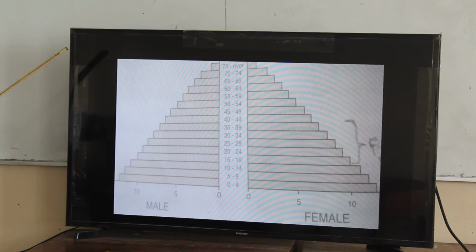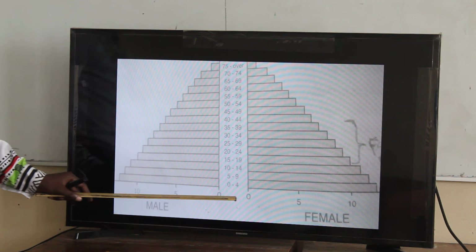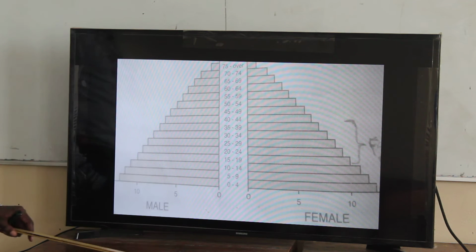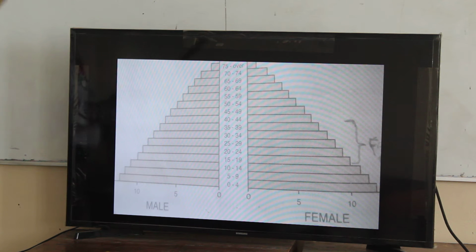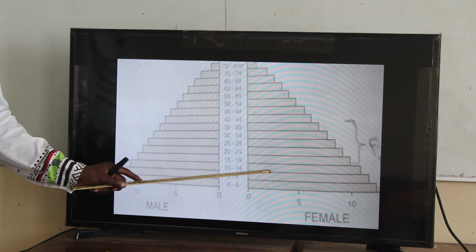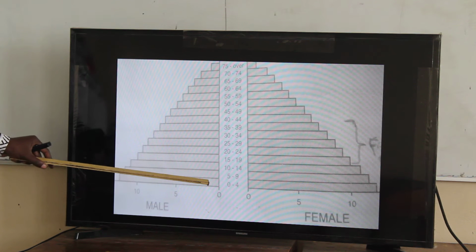So as we can see, this is a population that is comprised of very many children between the ages of 0 to 4, right? The males are here, the females are here. These are the boys, these are the girls. Then between 5 and 9 years, again you can see, for the boys there, for the girls there. Then 10 to 14, 15 to 19, so it goes on.